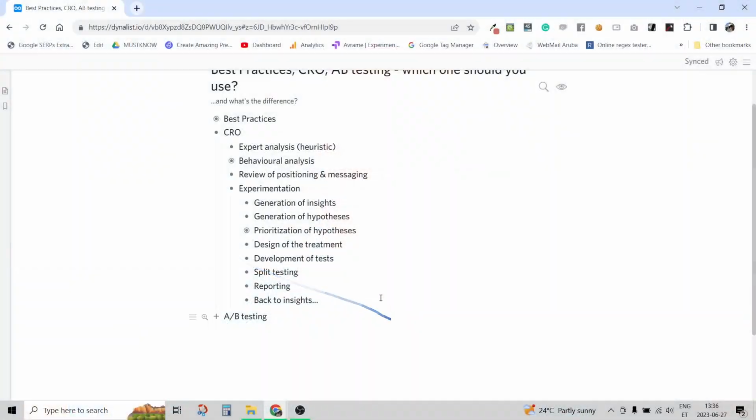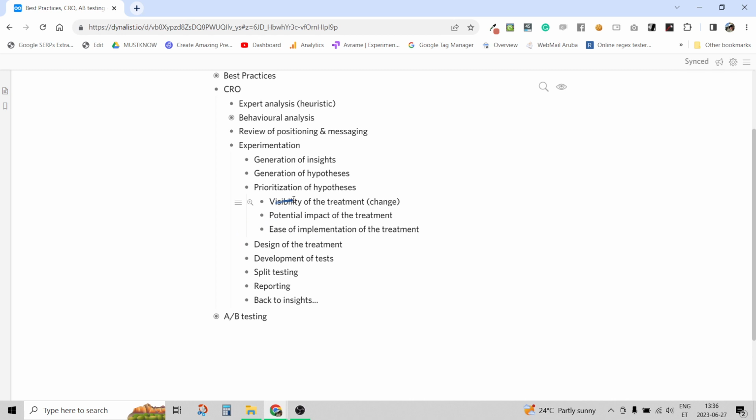Okay, so insights first, then idea, and then hypothesis, and we are like here. This hypothesis would be a bunch of hypotheses, like 50, 100 hypotheses. We need to prioritize them because we can't work on all the hypotheses at the same time. And when I say prioritize them, what I mean is we have to evaluate the visibility of the treatment. Treatment is called treatment, but it's a change that we want to make on the site.